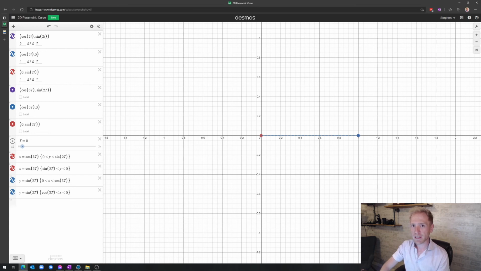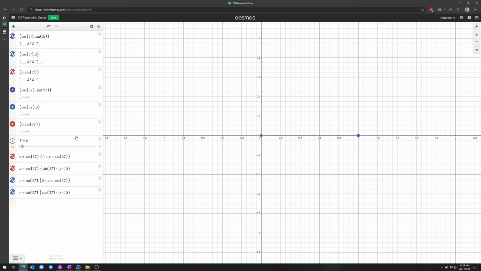So let's take a look at this example in Desmos and see if you can make sense of it. When you see a whole lot of stuff in here, don't worry too much. This is going to be our function at the top here in purple, cosine 3t, sine 2t. And right now, t is equal to 0. This little slider here will allow me to choose different values of t. For our current value of t equals 0, you can see that I have an x of 1 and sine of 0. So you can see that this blue dot is at x equal to 1, and this red dot is at y equal to 0.